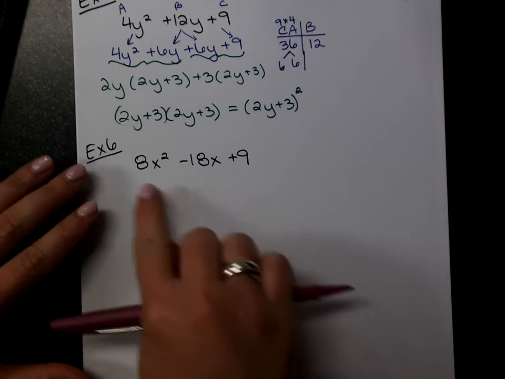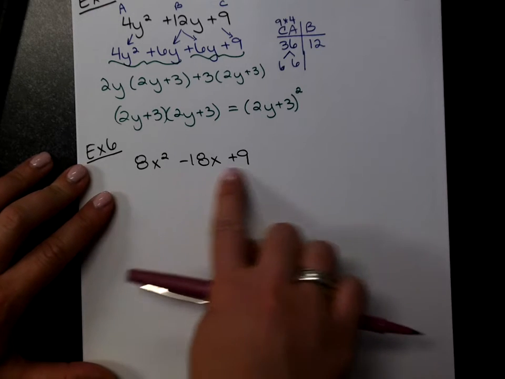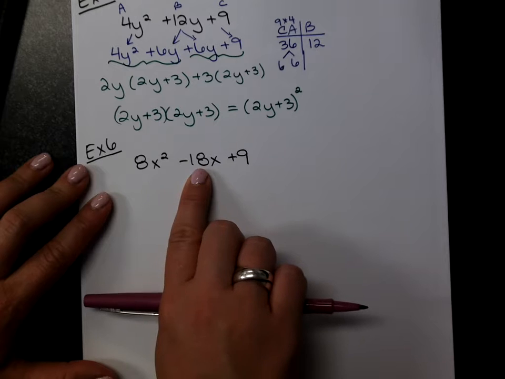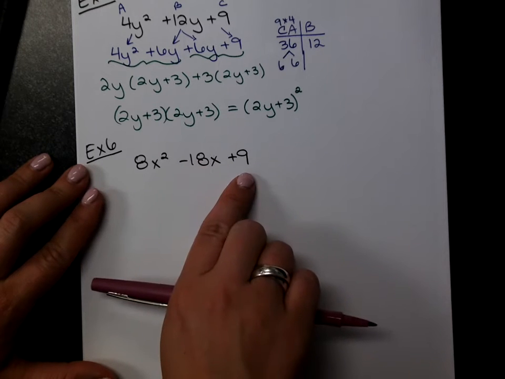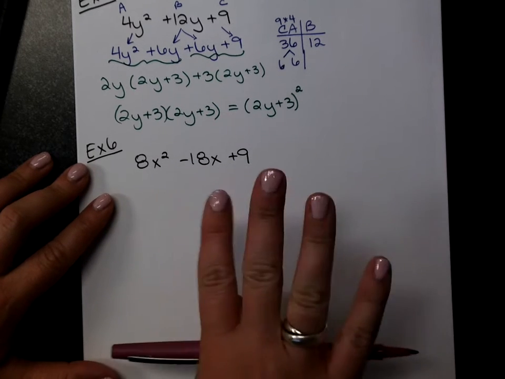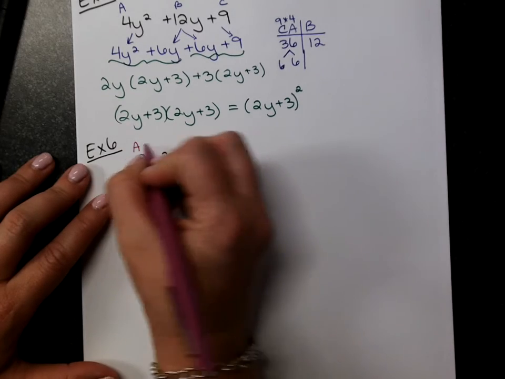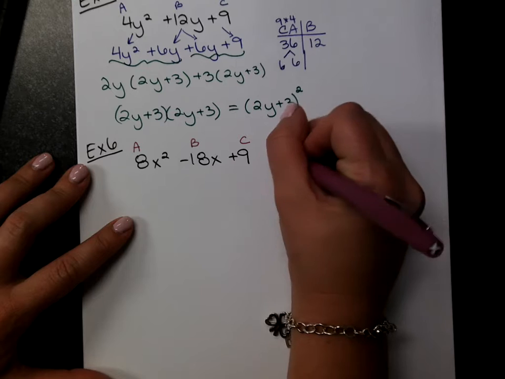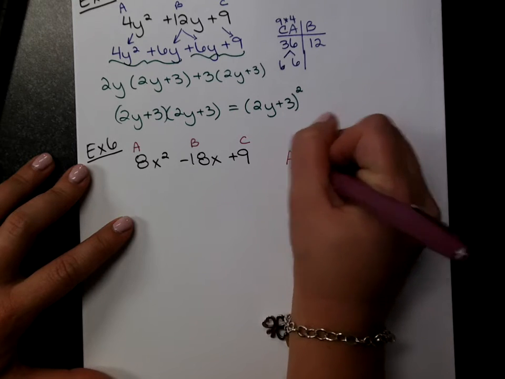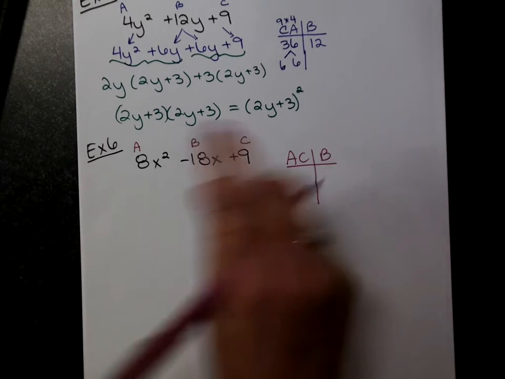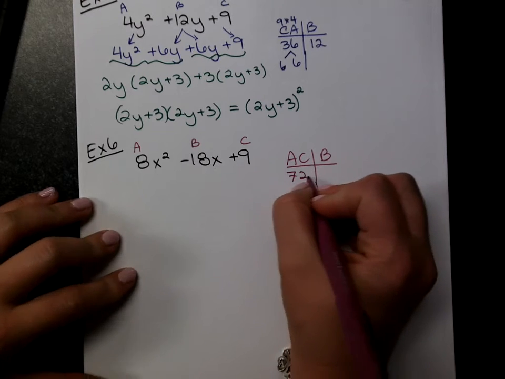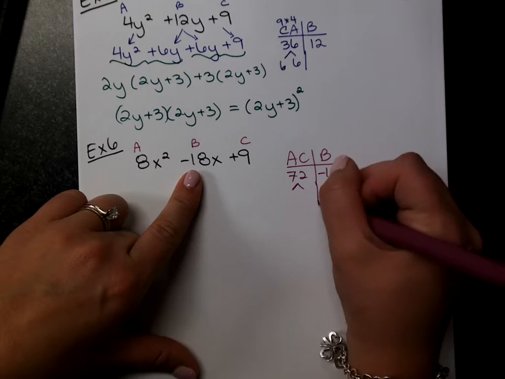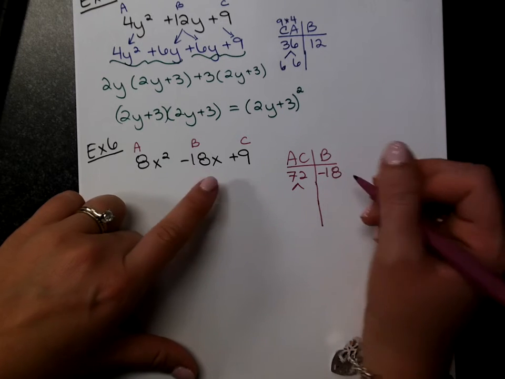So on this one again, we're scanning for a GCF. It kind of looks like there's a GCF between 8 and 18, there's a GCF between 18 and 9, but between all three, no GCF. So this is A, this is B, this is C. So A, C, B in our table. 8 times 9 is 72. B is negative 18. I need two things that multiply to 72 and add to negative 18.